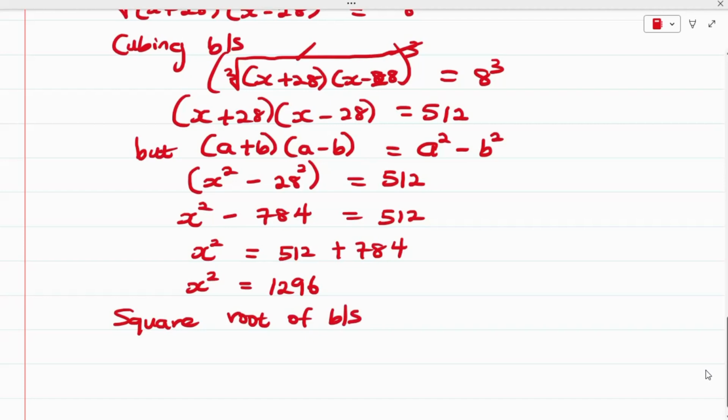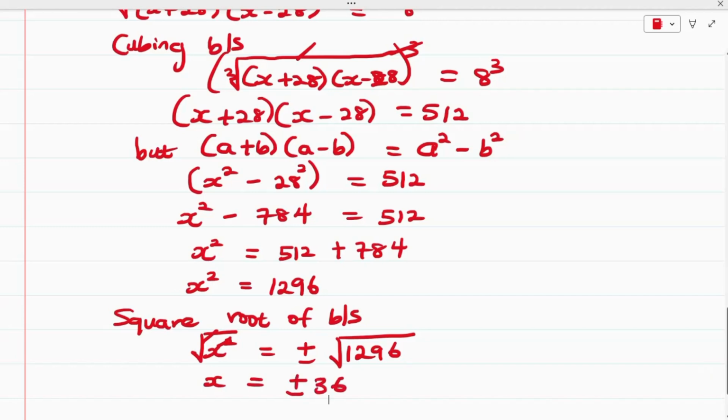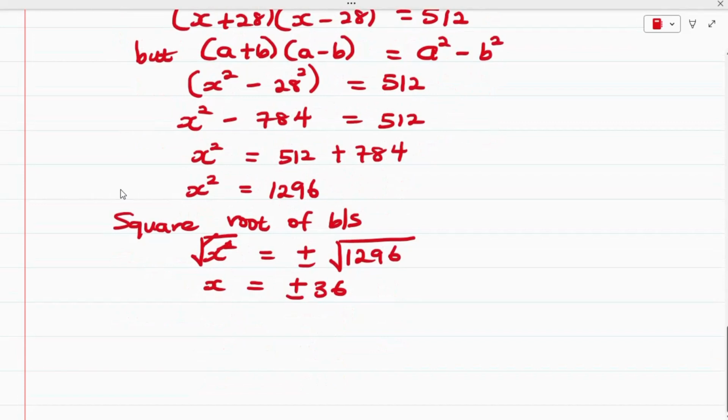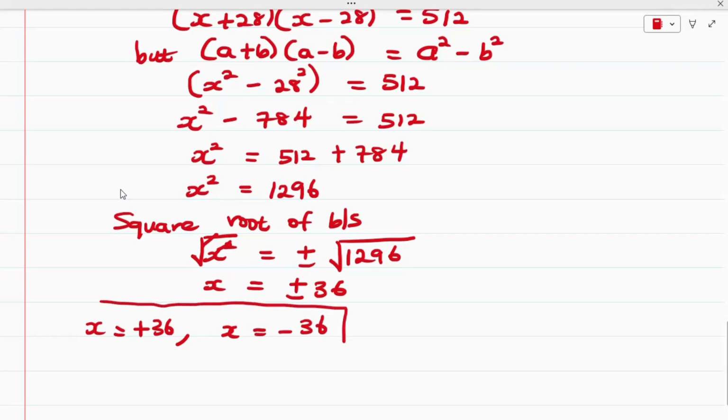So the next thing we want to do is to simply take the square root of both sides. So taking the square root of both sides, we have the square root of x squared is equal to plus or minus the square root of 1296. So this cancels this, we have that x is equal to plus or minus the square root of 36. Alright, so at this point we have that x is equal to plus 36 and x is equal to minus 36, and this becomes the value of x. So we have been able to solve for the value of x.